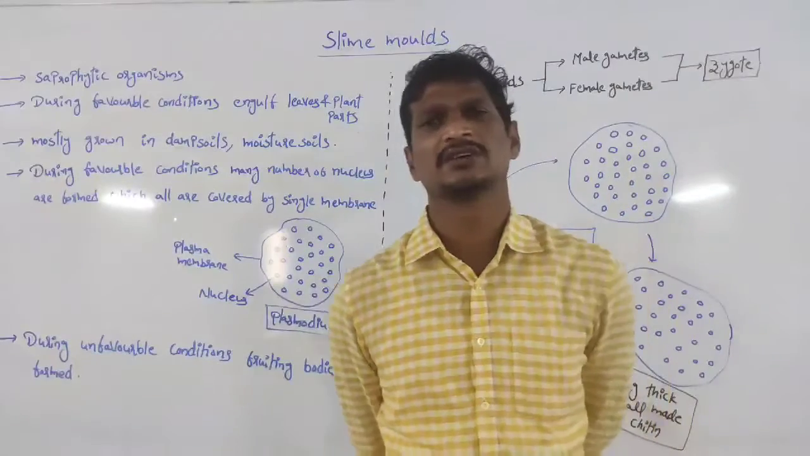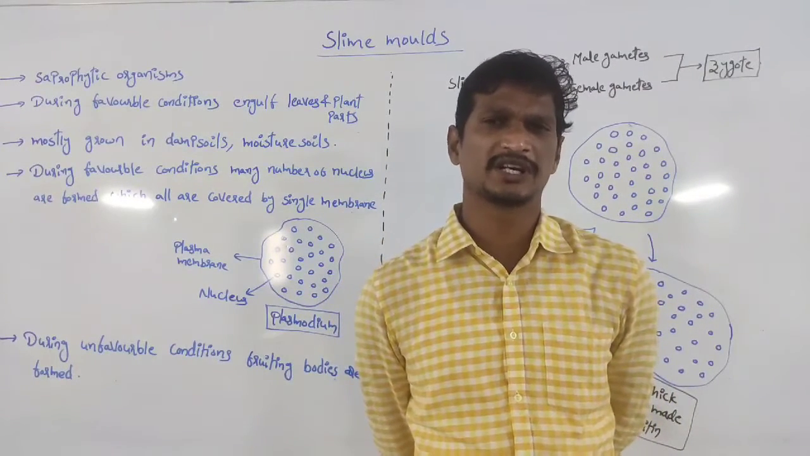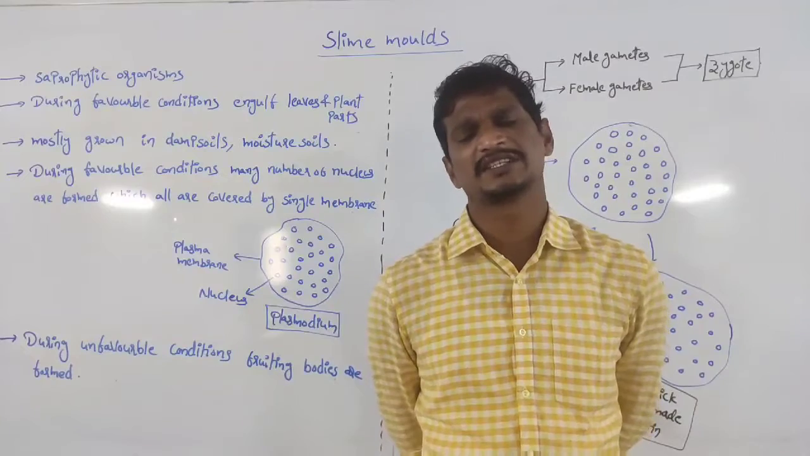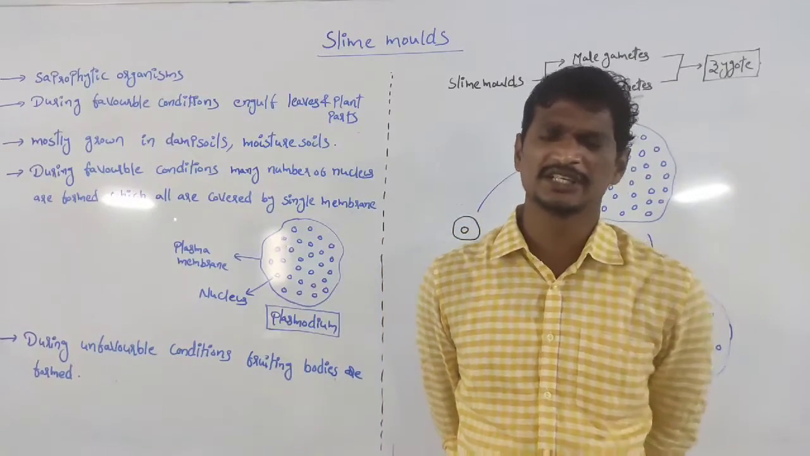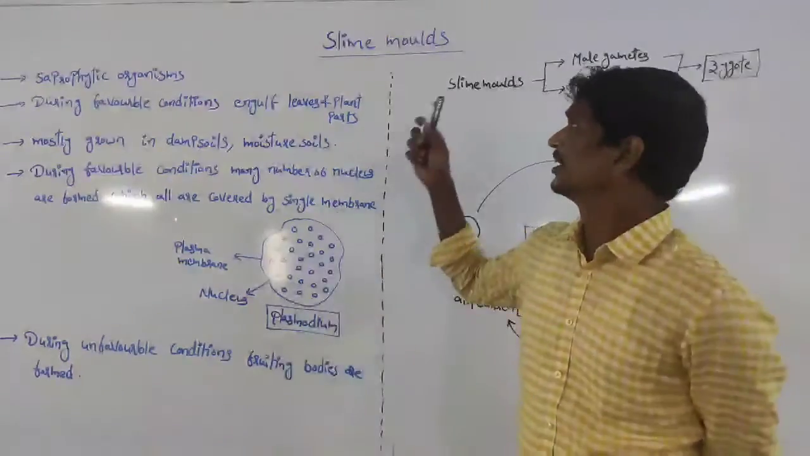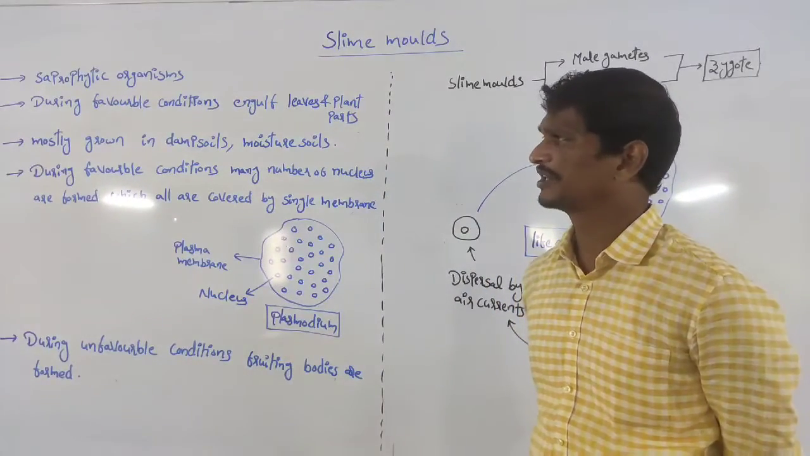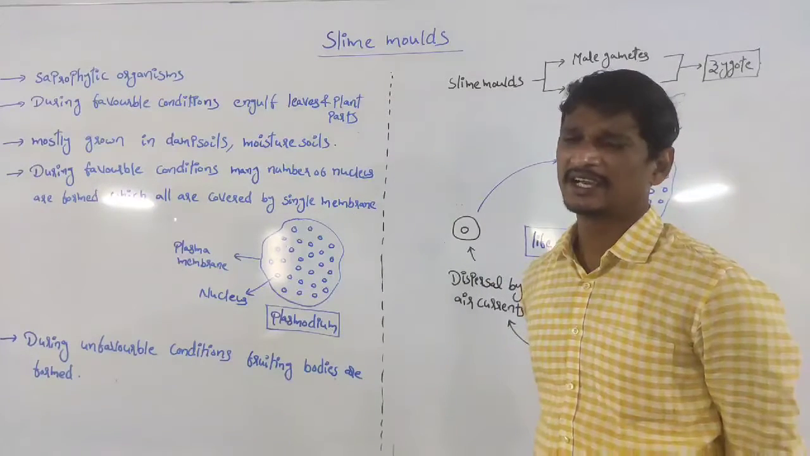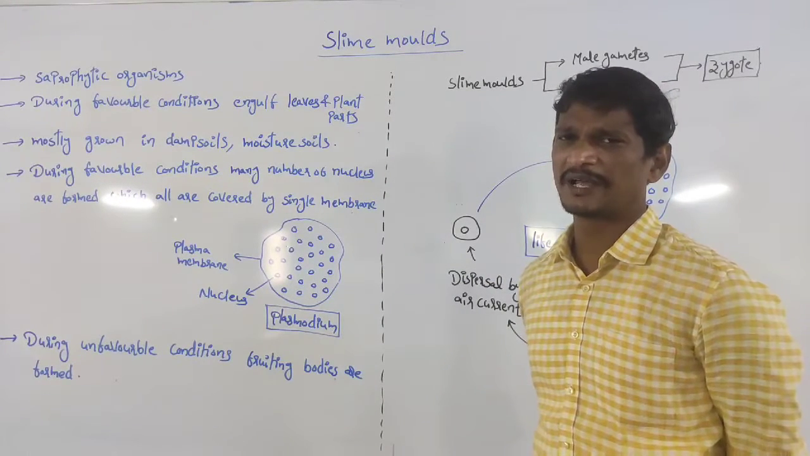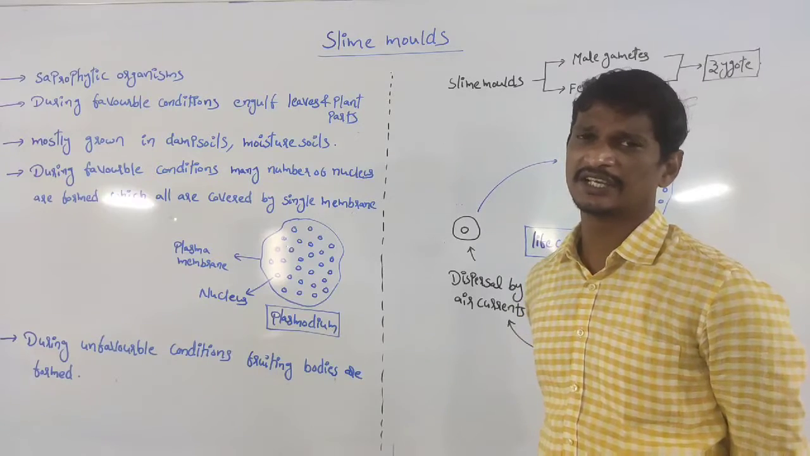We know there are heterotrophic organisms. Within that, among chemoheterotrophic organisms, there are parasites, saprophytes, and symbionts. But see, in the majority of cases, slime molds are saprophytic organisms. During favorable conditions, they engulf leaves and different plant parts, which are digested, and the organism gains energy.